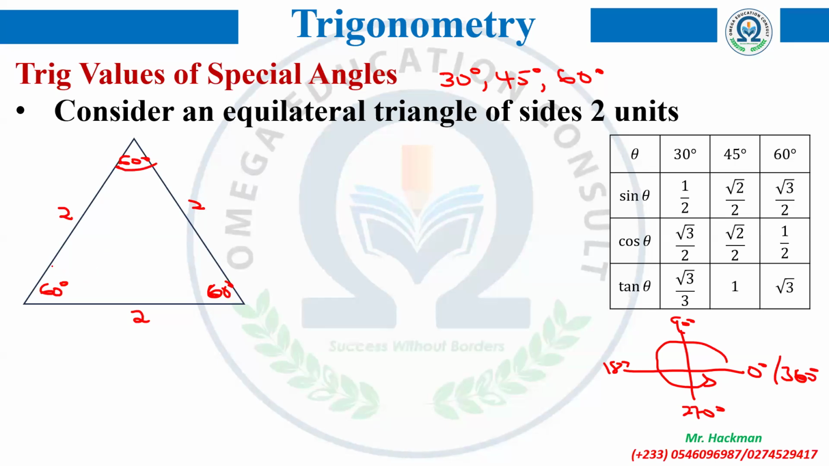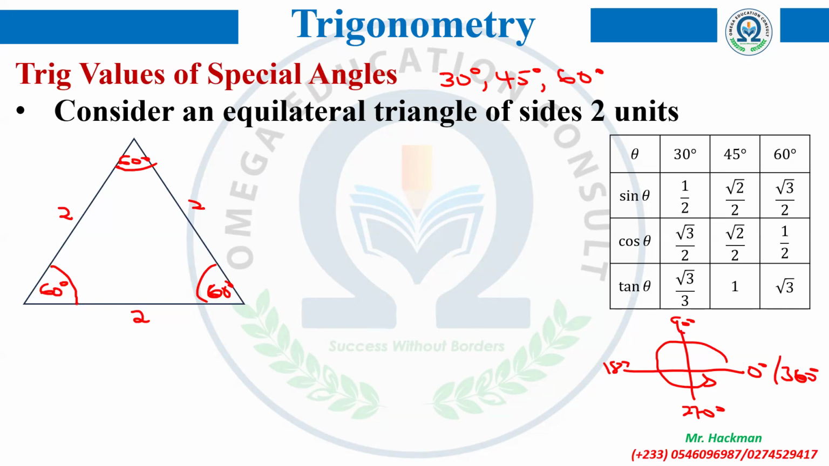Equilateral triangle. This one is basic. You should know. An equilateral triangle will have an angle of 60 degrees at each corner. Once it's equilateral, in terms of angle it is the same as equiangular, so it means all the angles will be equal.